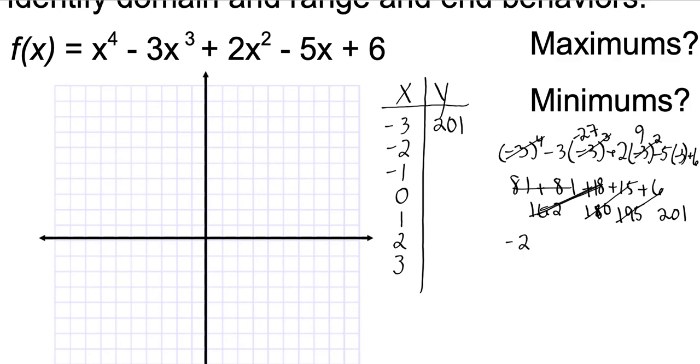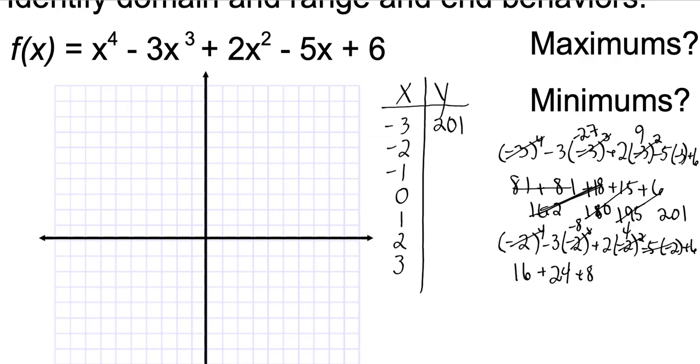Let's do our -2 to the 4th power. Okay, we're following the same routine. So -2 to the 4th is going to be a 16. -2 to the 3rd is a -8. Times -3 is a positive 24. -2 squared, that's a 4. Times 2 is 8, so add that 8. This will get me to a positive 10 plus 6. So 16 and 24, that's 40 plus 8, 48. Plus 10 is 58, plus 6 is 64. Okay, so 64 is the next number.